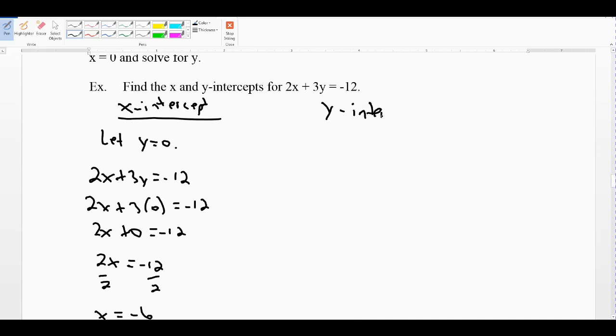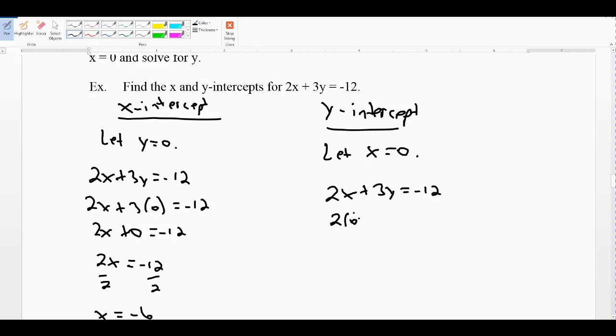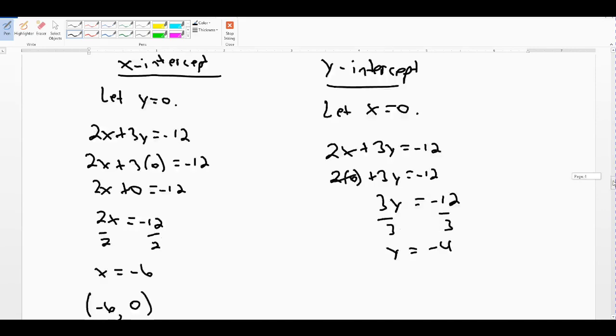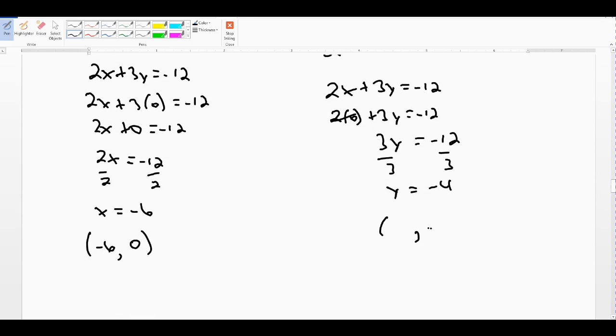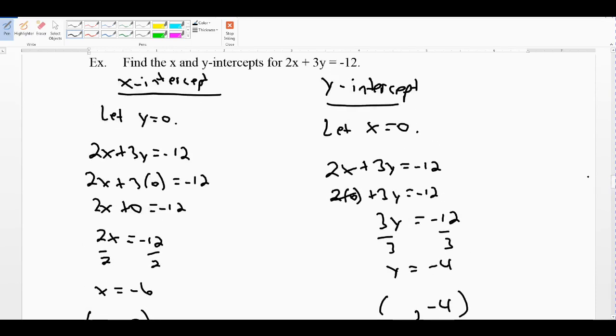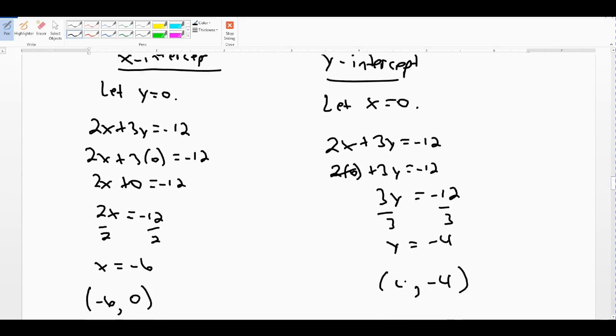Now to do the y-intercept, guess what we're going to do? We're going to let x be 0 because we want to find y. So take the original equation and replace the x with 0. When you multiply by 0, you get 0, which means it goes away, and we're left with 3y equals -12. Divide both sides by 3, and we get y equals -4. So we had a y value of -4. Y always comes second, x always comes first, and x was 0. And that's all you do. I always use 0 for the intercepts.